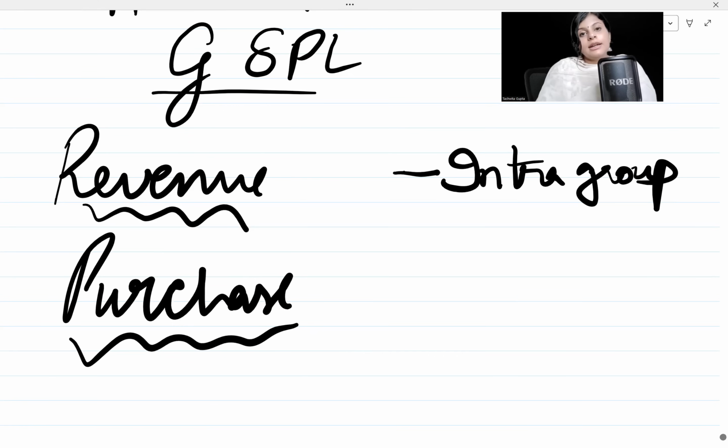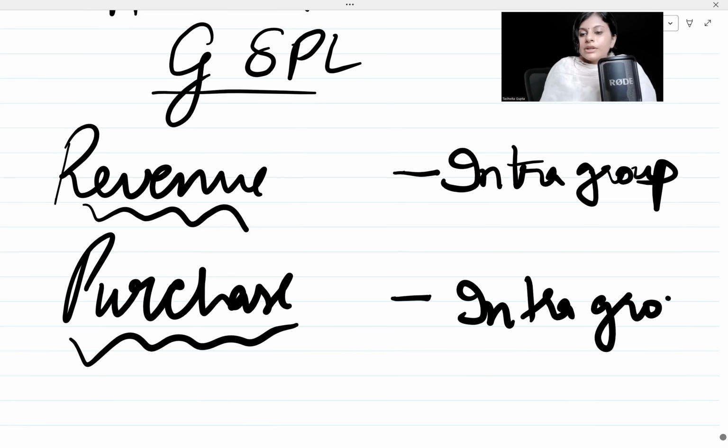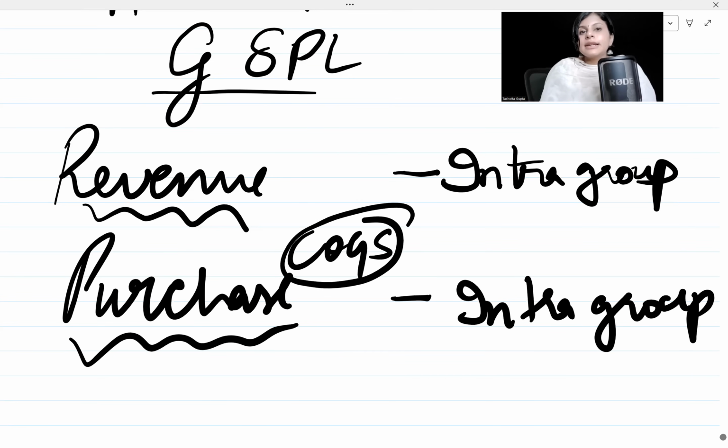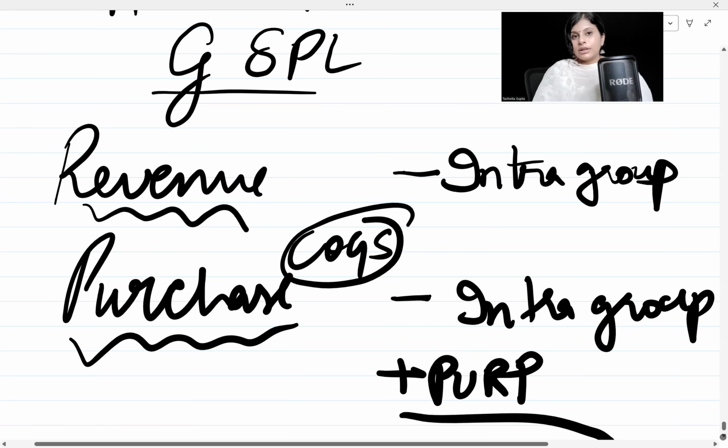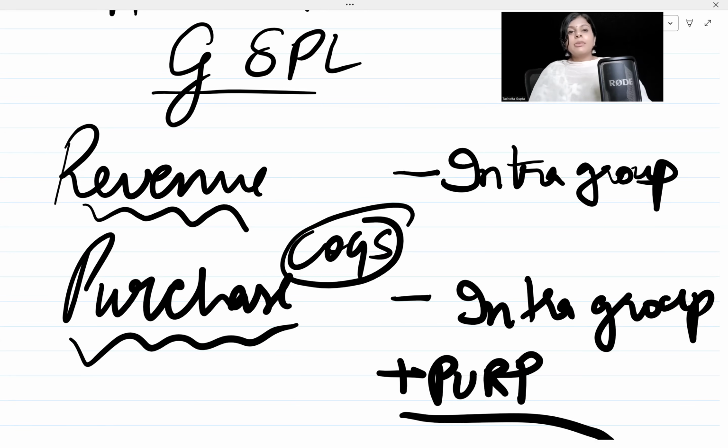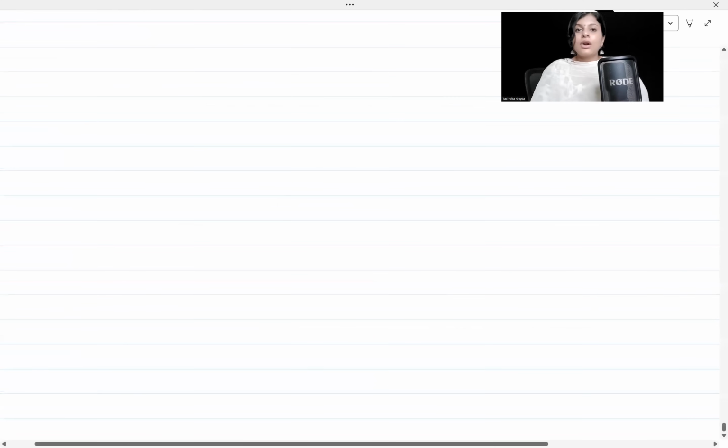One parent sold goods to the subsidiary. For the parent, it's a sale. For the subsidiary, it's a purchase. So I'm going to remove intra-group sale from there as well. So basically, I'm going to remove this from COGS. Purchases are reported in COGS. And I'm going to add PURP to the COGS. Why? Because if I need to remove a profit from my P&L, I need to increase my cost, right? So this is what I do in my group statement of profit and loss.